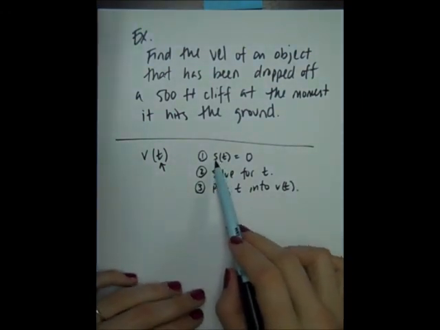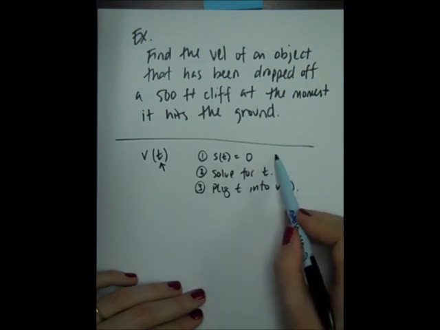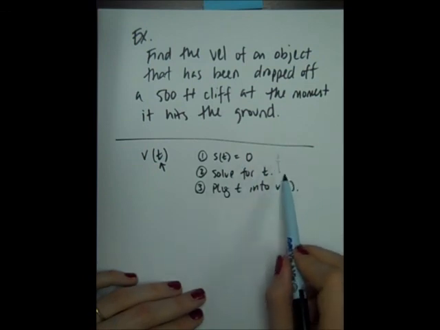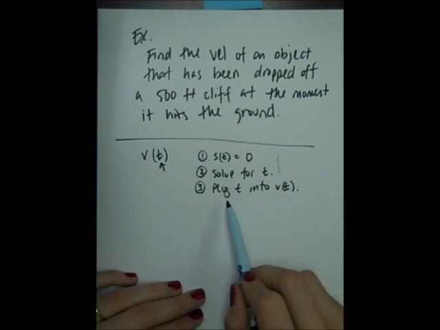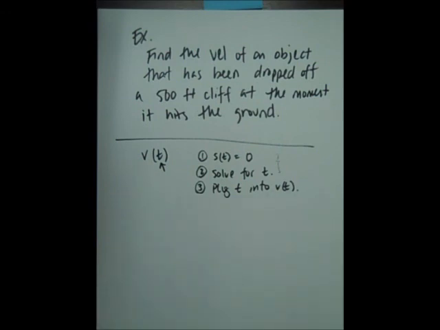So we're trying to find the velocity when an object hits the ground. First we need to figure out when that actually happens. That's these first two steps: when does it hit the ground? Then figure out what the velocity is at that moment. So that's our game plan. Now let's actually implement it.